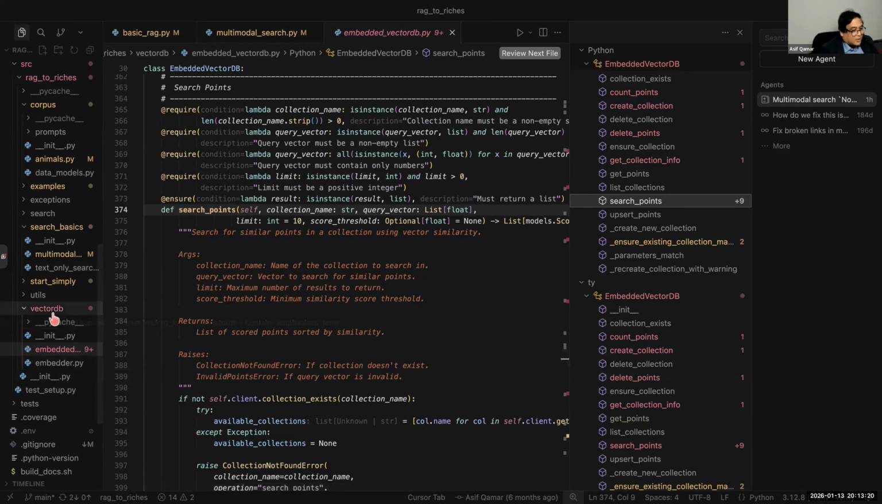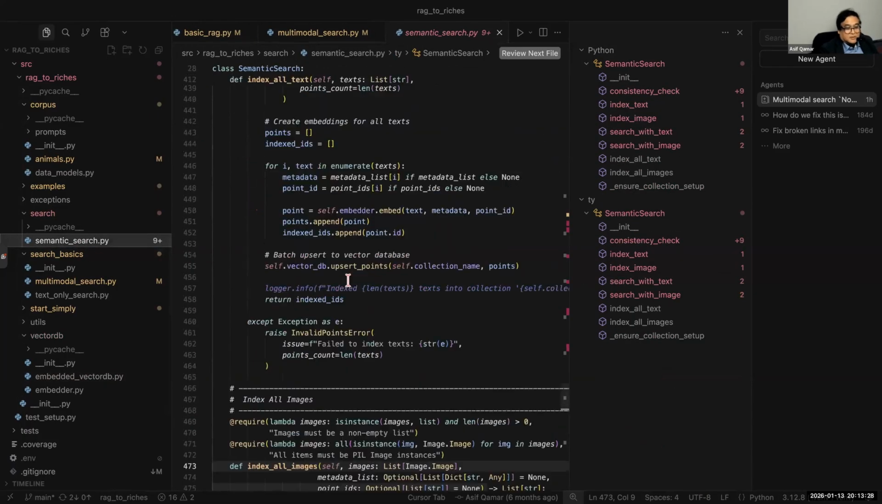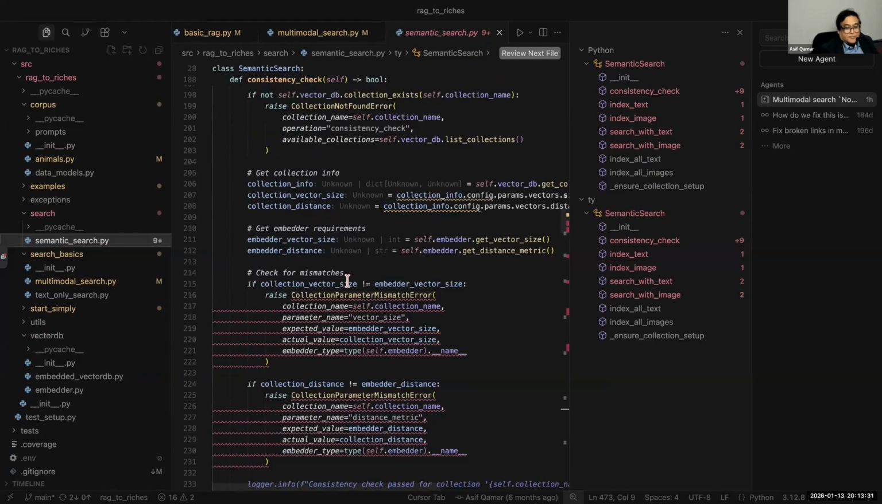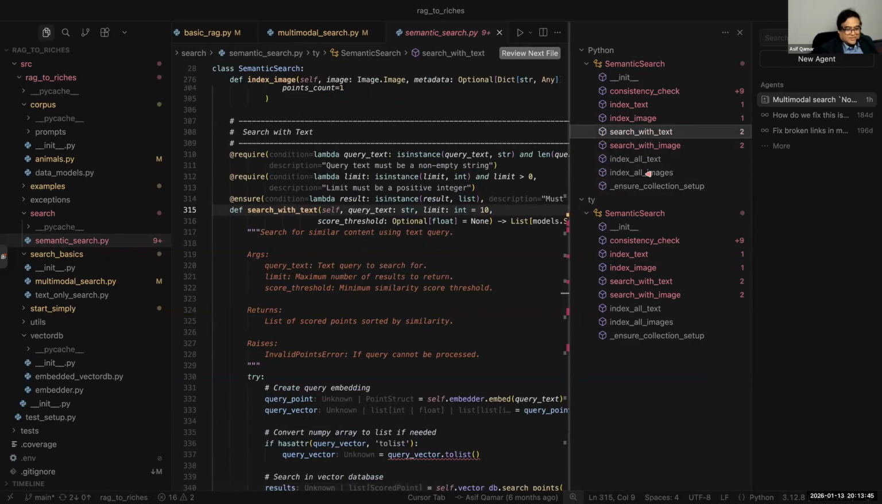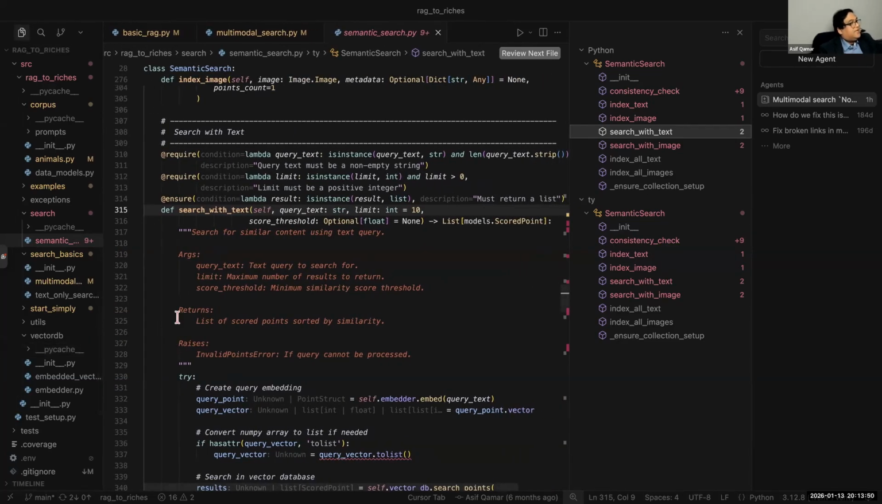Right? This is it. So now let's look at what the search system should look like. What will the semantic search look like? Well, semantic search, amongst other things, should contain a method, let's say search with image or search with text. Let's look at search with text. It's more intuitive and easy to understand. When you search with text, what will go in? Text will go in and search results will come out. Does that make sense, guys?